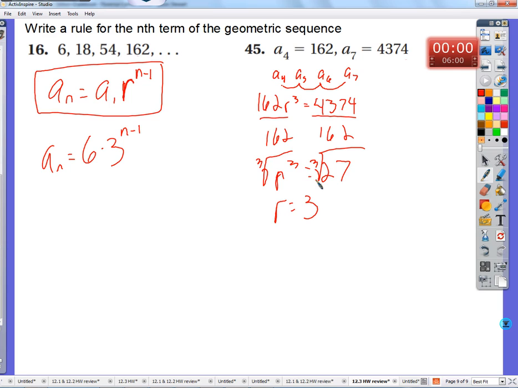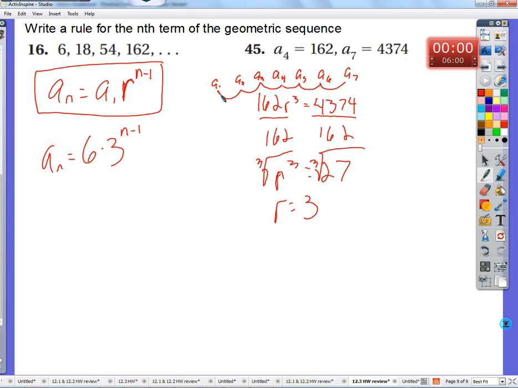So R equals 3. Now what are we going to do? We need to know one other thing. What do we need to know? A sub 1. How are we going to find A sub 1? Take 162 and divide. Same idea. Divide by 3, that'll give us A sub 3. Divide by 3 again, A sub 2. Divide by 3 again, that'll give us A sub 1.